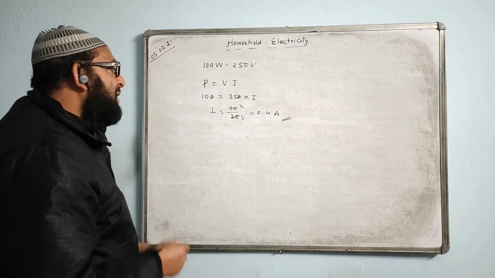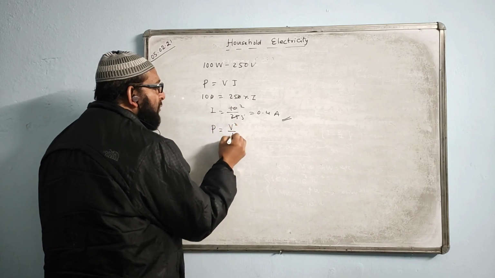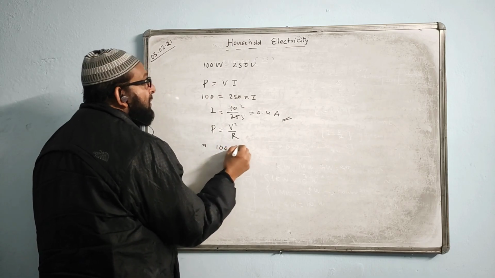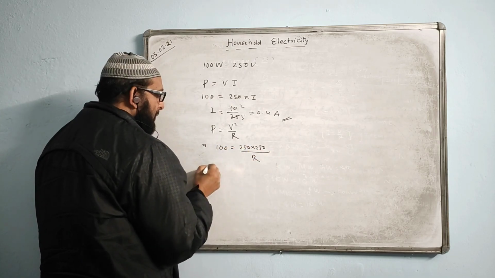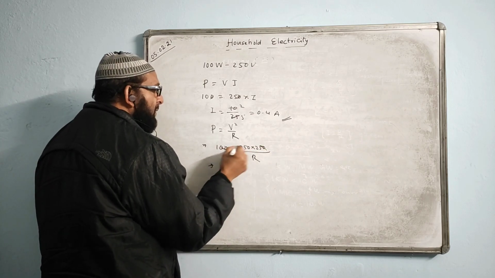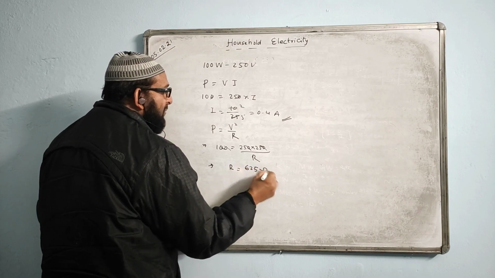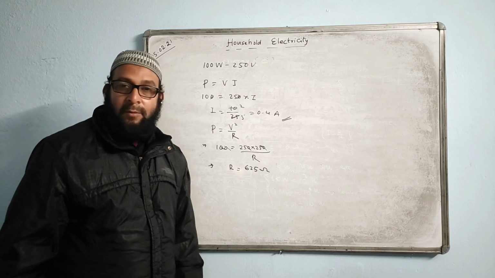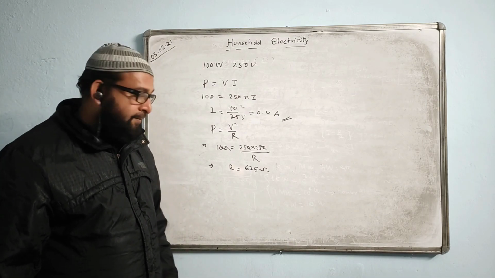And how to find the resistance of the filament of the bulb? For that we will be using the formula P equal to V square by R. Power is 100, voltage is 250, so 250 into 250 upon R. Using this formula we can calculate the resistance of the filament of the bulb. It is 625 ohm. When the bulb is glowing, the resistance value is 625 ohm. Okay?